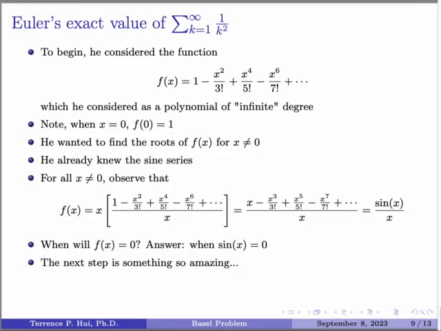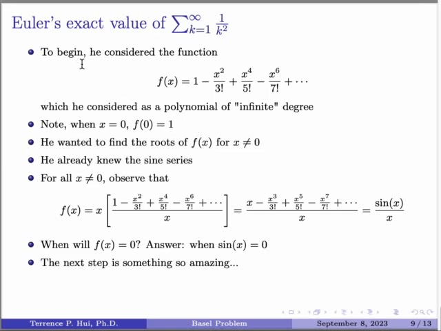Fast forward a few years, the year 1735. He basically announced that, hey, forget the approximation, right? I know the exact value. It's pi squared over 6. Why is that? So let's see what he did. Again, very remarkable stuff. So amazing.